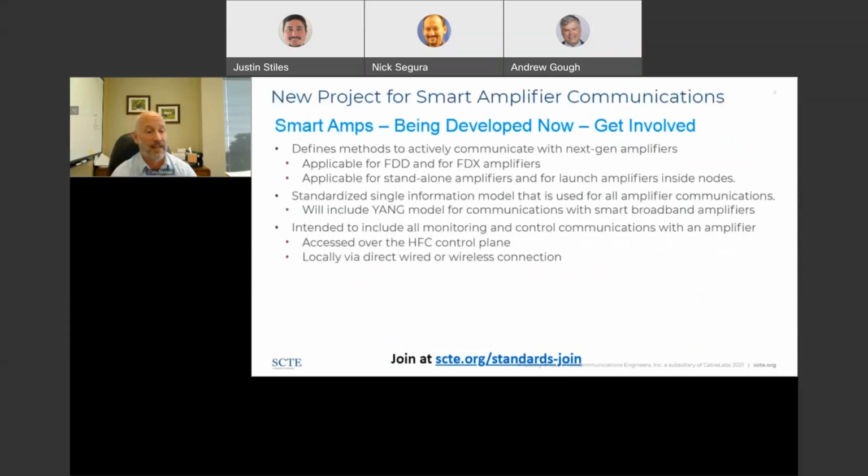And then we have yet another working group that's just getting launched, which I would encourage your participation. The Smart Amplifier Communications group will define methods to actively communicate with next-gen amplifiers and will be applicable for both the extended spectrum and the FDX amplifier work. We're basically looking to come up with a common protocol that would apply to both of those DOCSIS 4.0 approaches. It would also be applicable for standalone amplifiers as well as for launch amplifiers that are embedded in the fiber nodes.